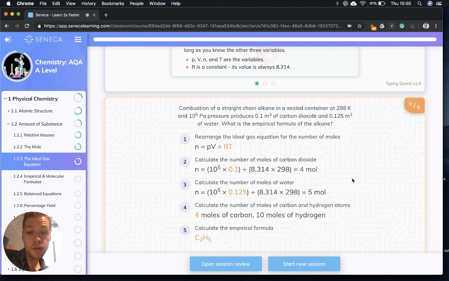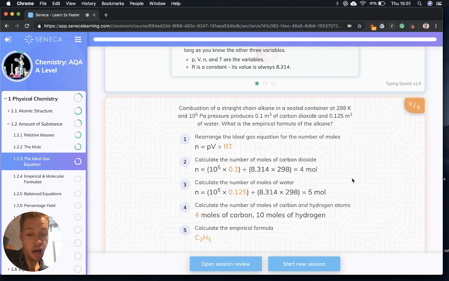Now, all we have to do is sub in all of the different variables. So P, our pressure, that was 10 to the 5. And we times that by 0.1 because that was our volume of carbon dioxide. Remember, carbon dioxide is a gas, so that's how we get our volume. And then we divide that by RT. Our R was a constant, so that's always 8.314. And then we times that by our temperature, which was 298 K, and that gives us 4 mole.